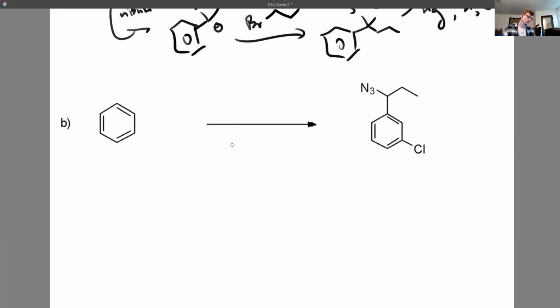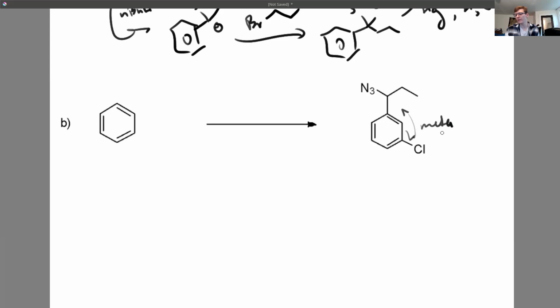Well, let me look back at benzene stuff. So I know adding that Cl would be super easy, but let me pull up that super handy dandy thing. I think that the Cl is a meta directing group, so that should be fine to do it first. So it's the other way around.